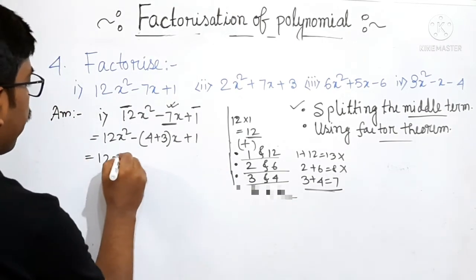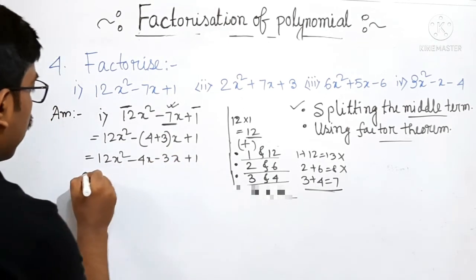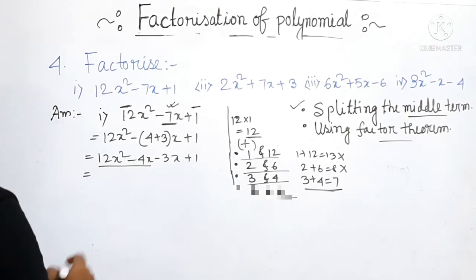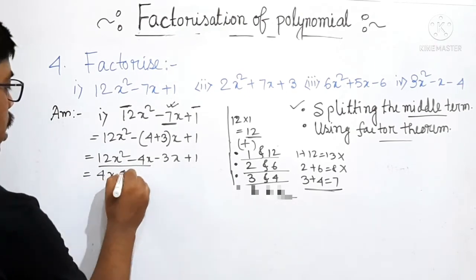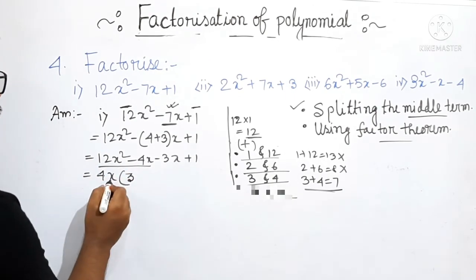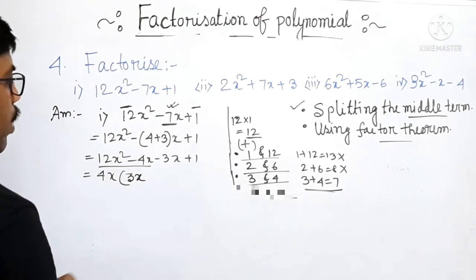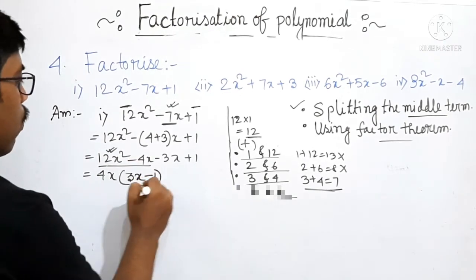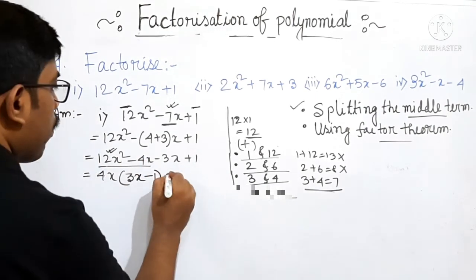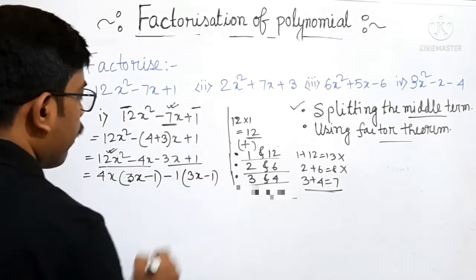Now it will be 12x square minus 4x minus 3x plus 1. Now take common between these two terms. Here x is common and 4 is also common, so we take 4x as common. Left 3, 4 threes are 12, so here 3 is left, and we take x from x square, so here 3x will be remaining. And from here 1, because we have taken the whole term 4x. And from here we take minus 1 common, so it will be 3x minus 1.